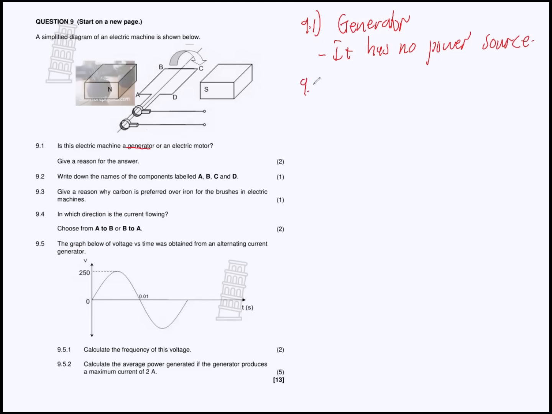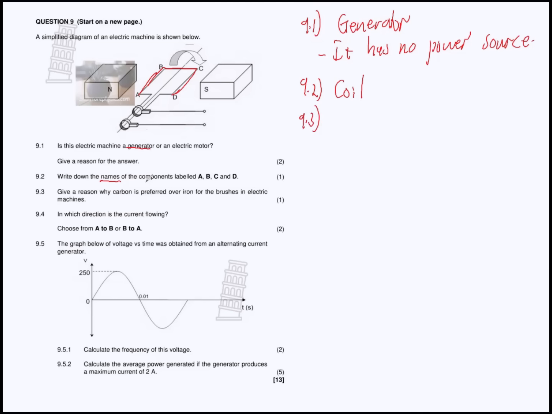Then 9.2, they say write down the names of the components labeled A, B, C, and D. Now we can see that this is just one mark, so it's not like A, B, C, and D have individual names. So this is just one name. All of A, B, C, D represents one component, right? And what is this component known as? It is known as the coil. They tried to confuse you there by saying names, but it is just one component.